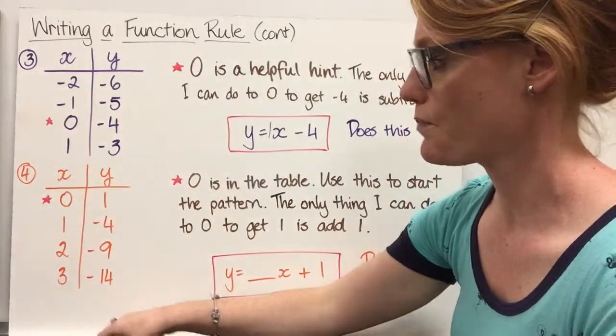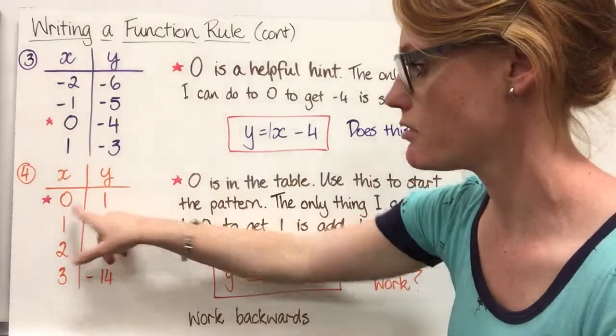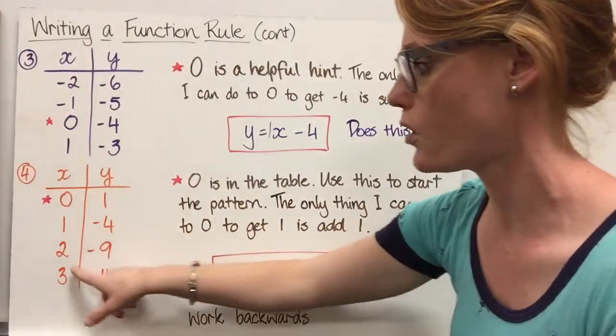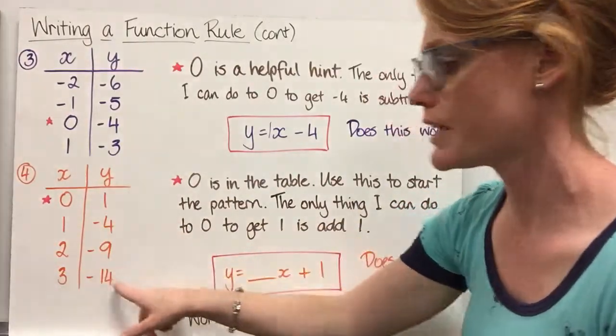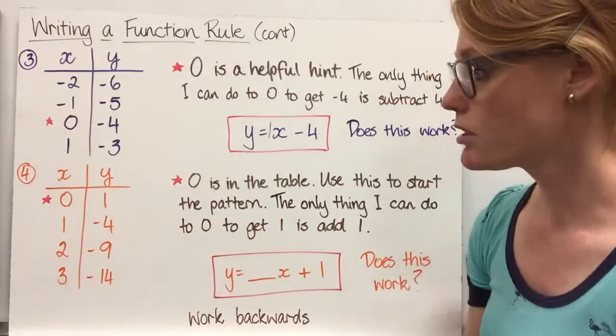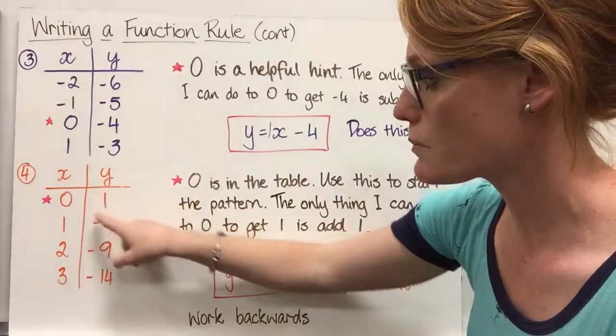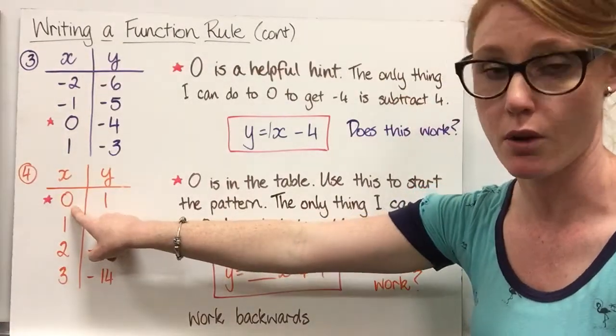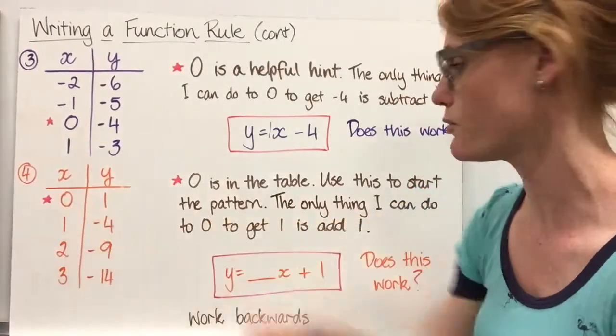The fourth example, x values and y values, 0, 1, 1, -4, 2, -9, 3, -14. So 0 again is in the table. So this y value that corresponds with our 0 x value is going to be really helpful in determining our function rule.